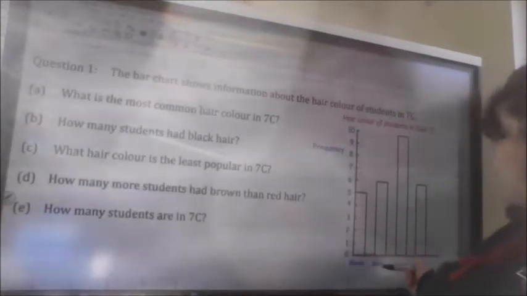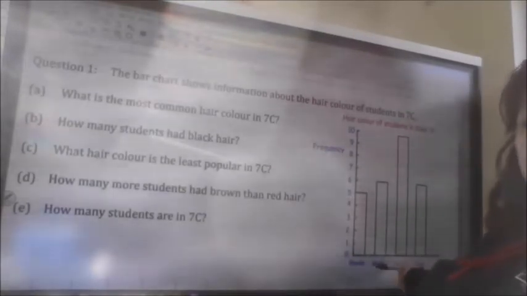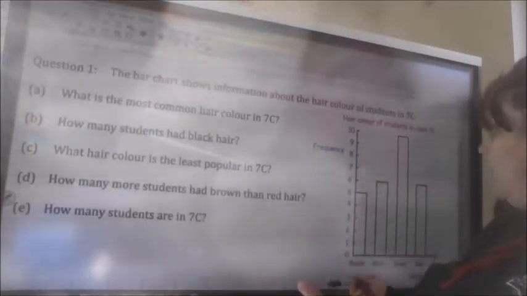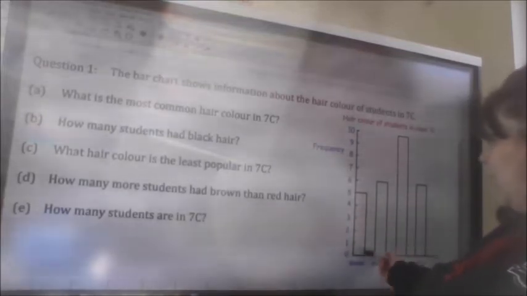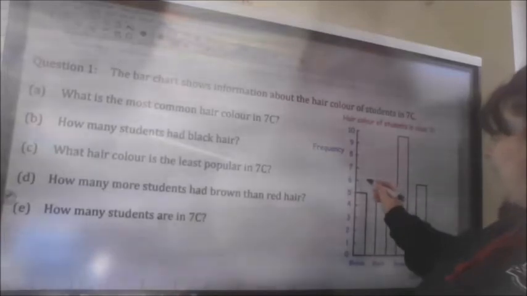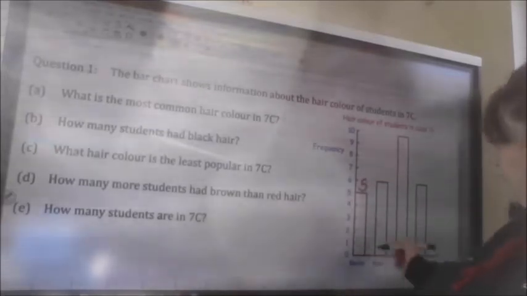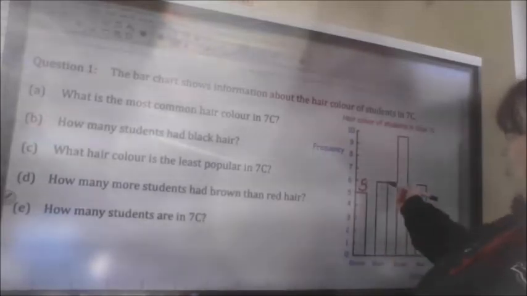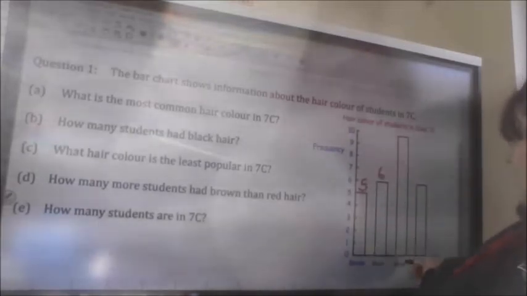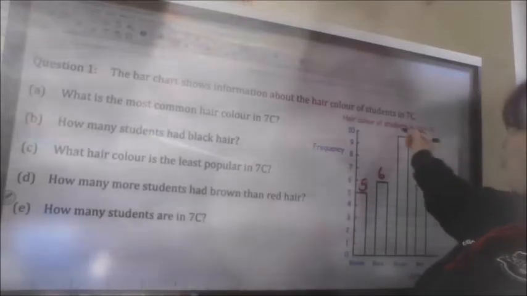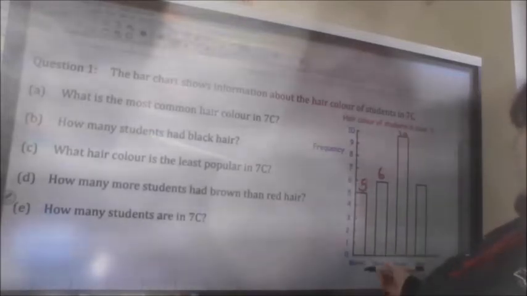Okay. And then along the bottom, it's the different type of hair colour. So if I have a little look, start with blonde, I go up here and my graph is saying 5. So I'm going to put 5 there. Black, it goes up to 6. And here all the way up to the end of our graph, 10.